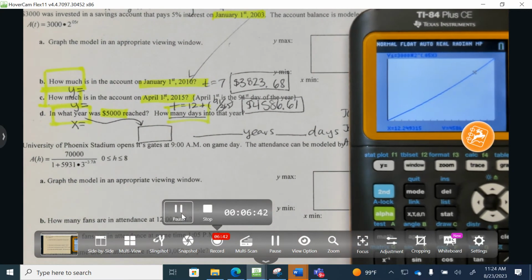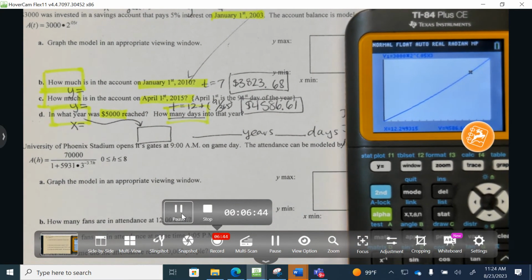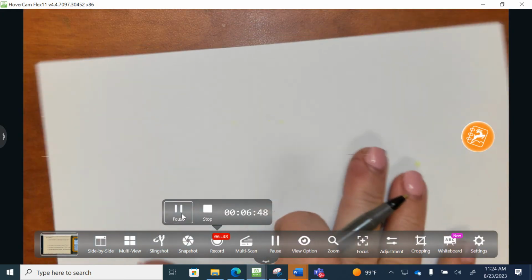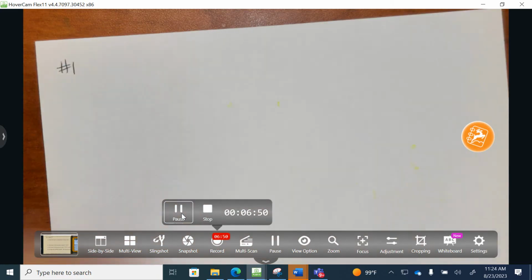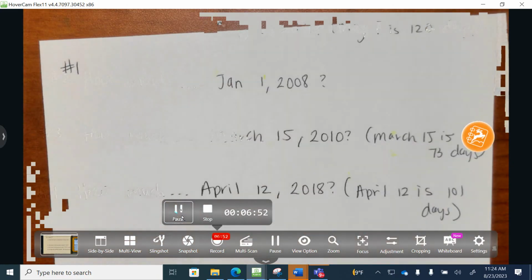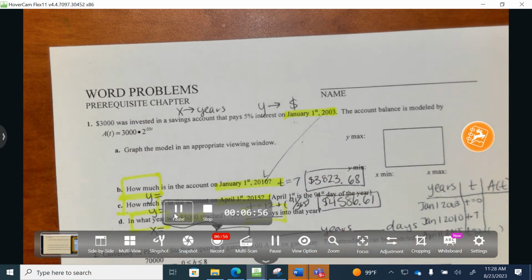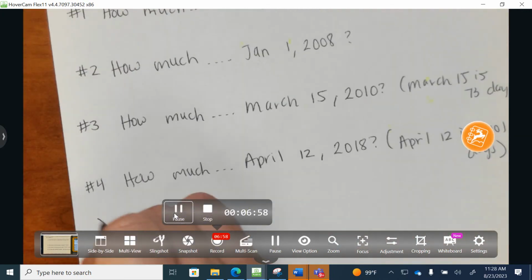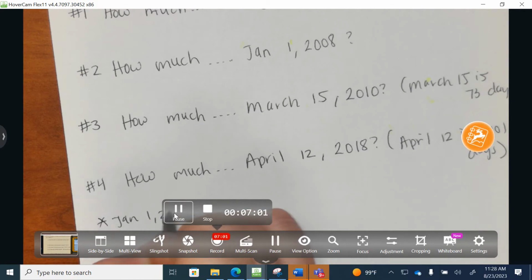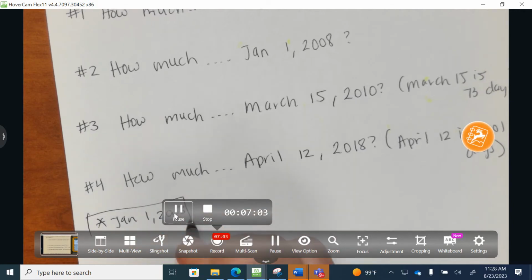Before we go on to part D, I'd like you to flip your papers over to the back and write number 1. And for these 4 problems, we are all going to go back to this original. We're all going back to January 1st, 2003. So I'm just going to put that down here, January 1st, 2003. Please don't talk when I'm talking.